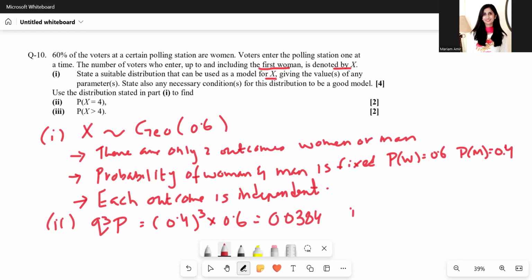And for part 3, we're going to use the formula probability X is greater than 4 is equal to q power 4, which is 0.4 power 4, which gives us 0.0256.